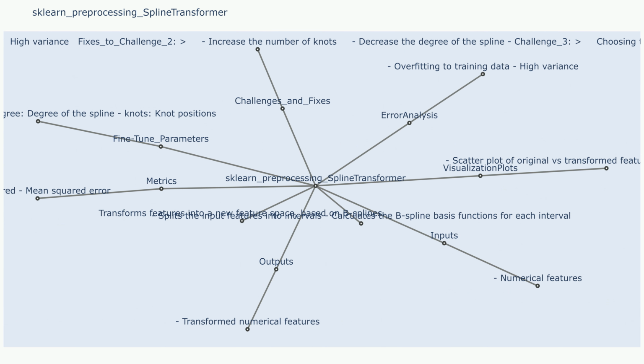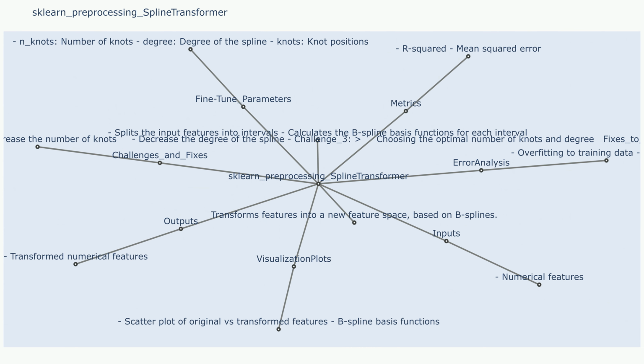validation set. Challenge 2: computational complexity. Increasing the degree or the number of knots can significantly increase the computational complexity of the spline transformation. Sample use case that resulted in challenge 2: dealing with a dataset with millions of data points and a high degree spline with many knots, leading to long processing times.